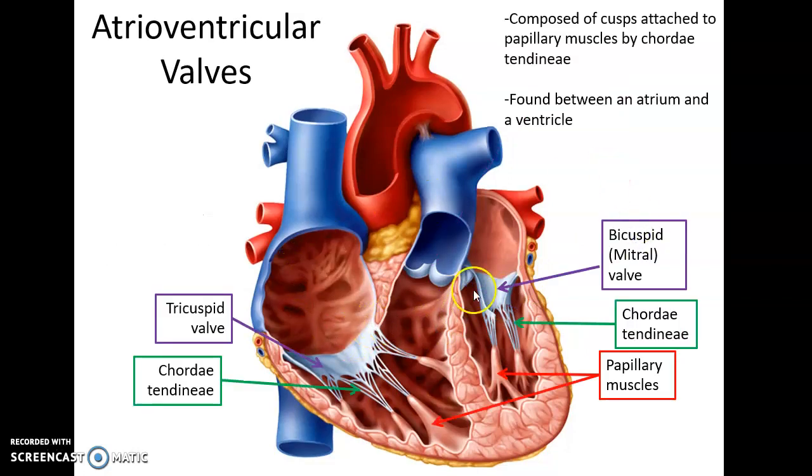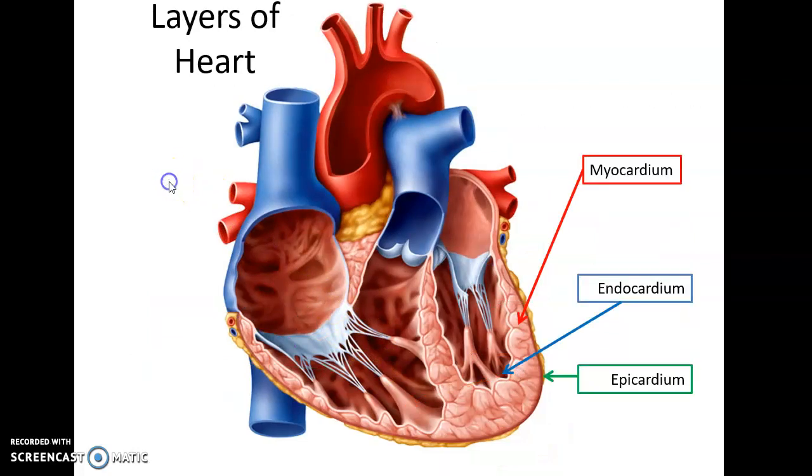The atrioventricular valves, on the other hand, the tricuspid and bicuspid valves, have these little cusps or flaps that are connected by these little string-like structures called chordae tendineae to muscles on the walls of the ventricle called papillary muscles. The tricuspid valve has three cusps or flaps. The bicuspid valve has two cusps or flaps. Again, they're connected by chordae tendineae to the papillary muscles. When they close, they prevent blood from going from the ventricle to the atrium. We do not want backflow to happen.